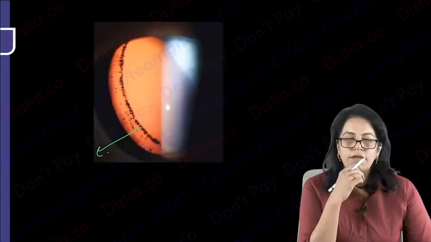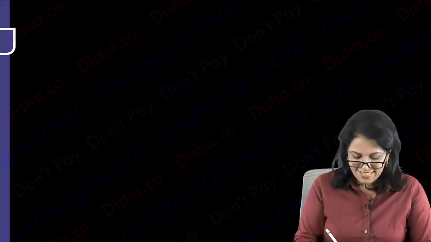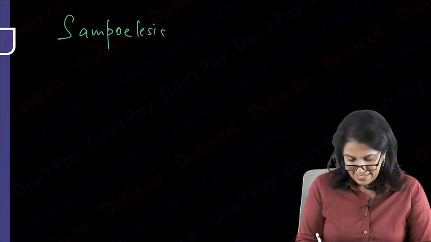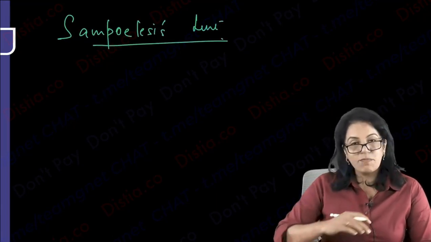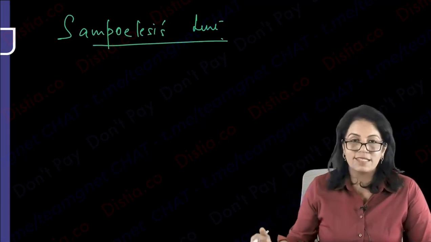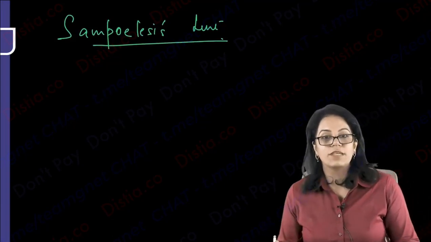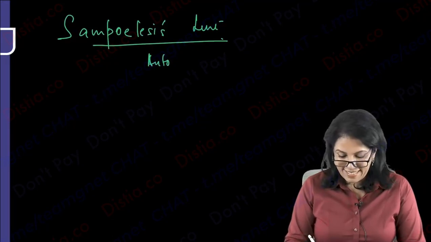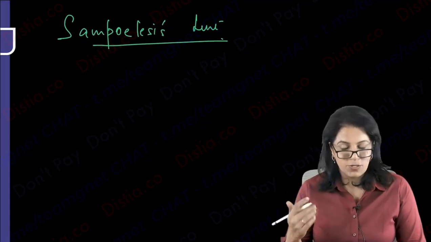Okay. Now, apart from this, they have asked you about Sampaolesi's line. So, you know what is Sampaolesi's line? It is again an extra pigmented line anterior to the Schwalbe's line, which can be seen in both pigmentary glaucoma as well as in pseudo-exfoliation syndrome. So, this is nothing but anterior to Schwalbe's line. You all know what is Schwalbe's line now, isn't it? It is the Descemet's membrane of the cornea seen in the gonioscopy.